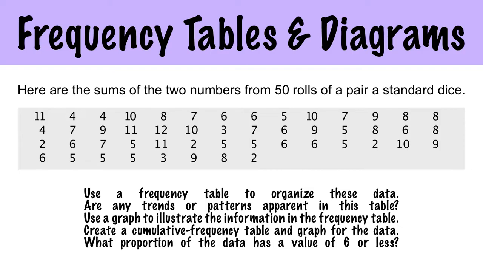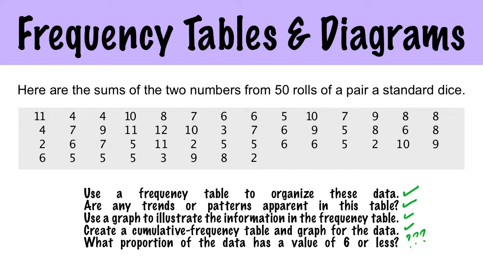So in the grayed out area are the sums of the two numbers from 50 rolls of a pair of standard dice. We're going to use a frequency table to organize the data, figure out any trends or patterns, then use a graph, and then create a cumulative frequency table and graph for the data. And then we're going to figure out what proportion of the data has a value of 6 or less.